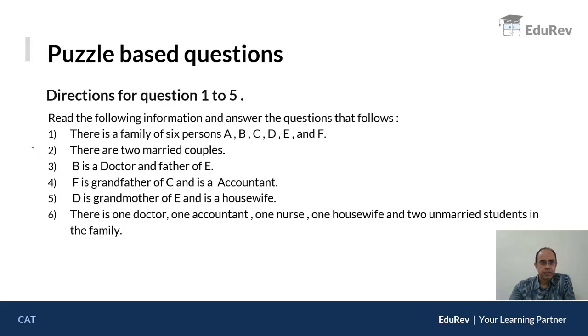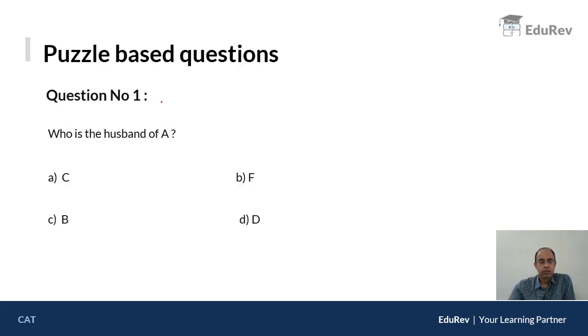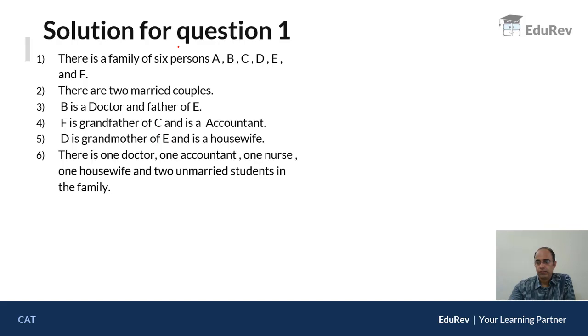Fine, guys? Now, these six statements are given to you. Based on this, 5 questions are being asked. Let us see how to solve those 5 questions. First question says, who is the husband of A? We know our method. Our method is to make a family tree.